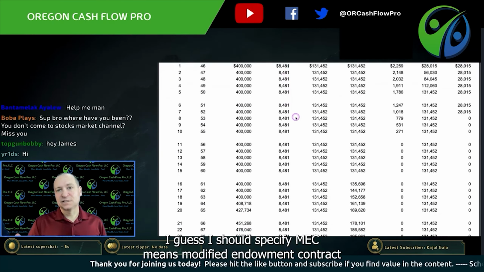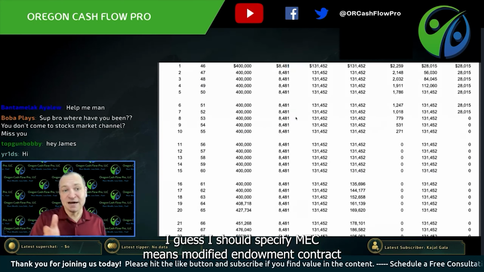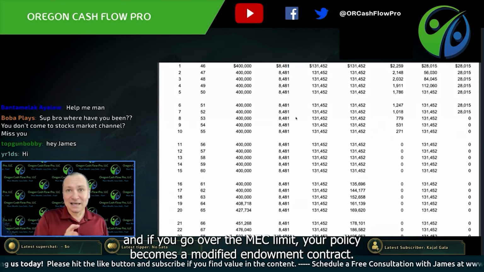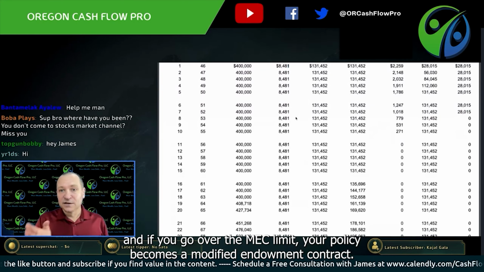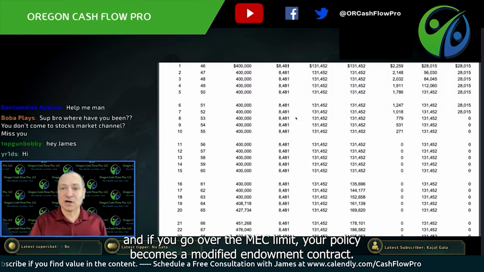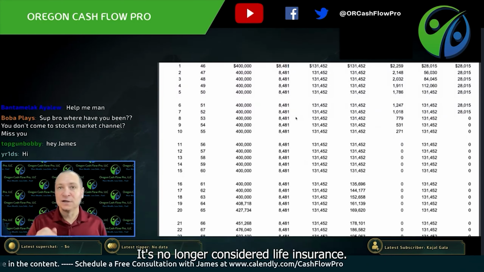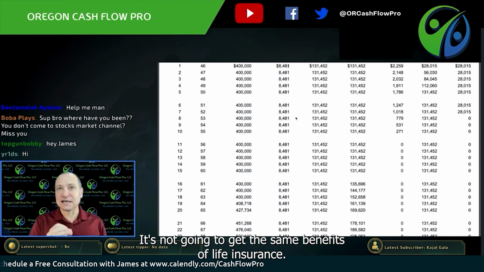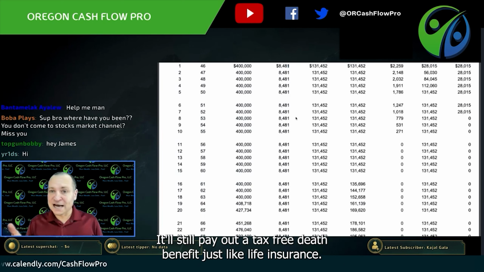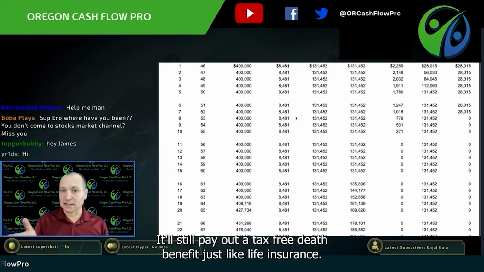I guess I should specify MEC means Modified Endowment Contract. And if you go over the MEC limit, your policy becomes a Modified Endowment Contract. It's no longer considered life insurance. It's not going to get the same benefits of life insurance. It'll still pay out a tax-free death benefit, just like life insurance.